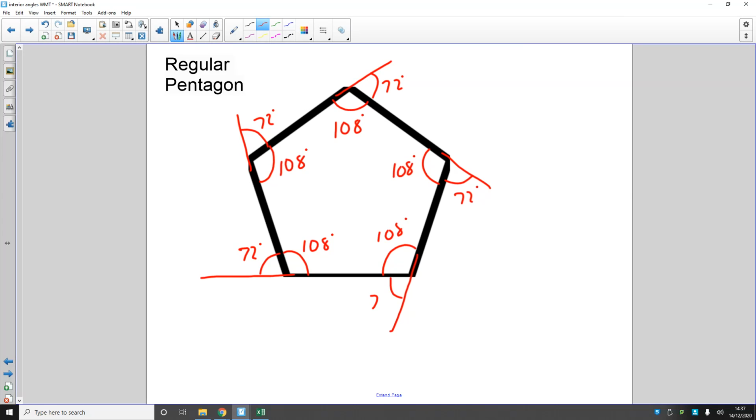Now, what do I notice on this one? This time, it's got five exterior angles, five angles that are 72 degrees. So if I add up all five angles of 72 degrees, I'm going to end up once again with 360 degrees. That's one thing that is common about all regular shapes and irregular shapes, whether they've got three sides, four sides, five sides or more: the exterior angles always add up to 360 degrees.